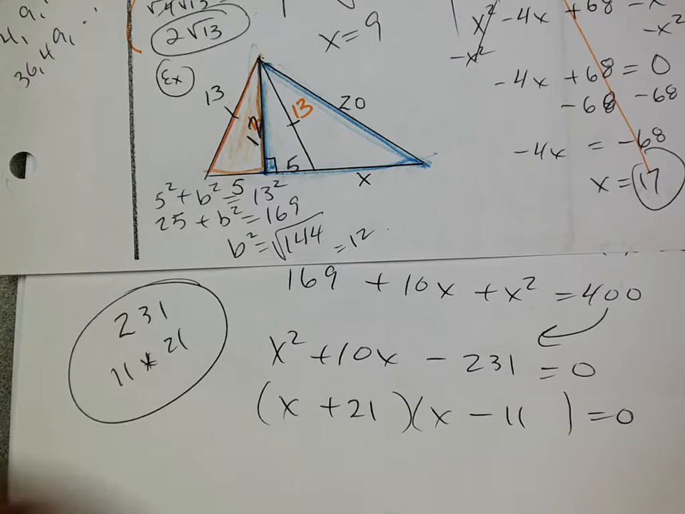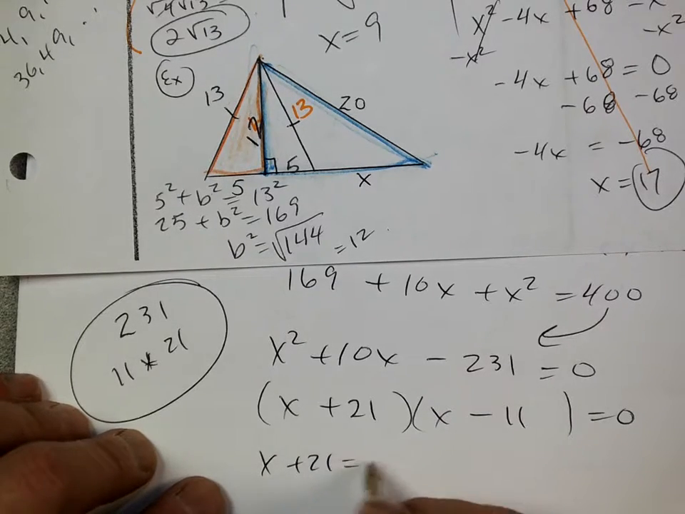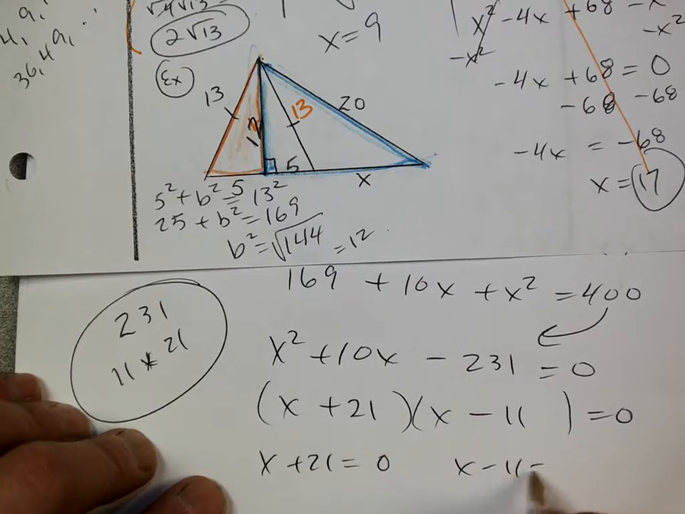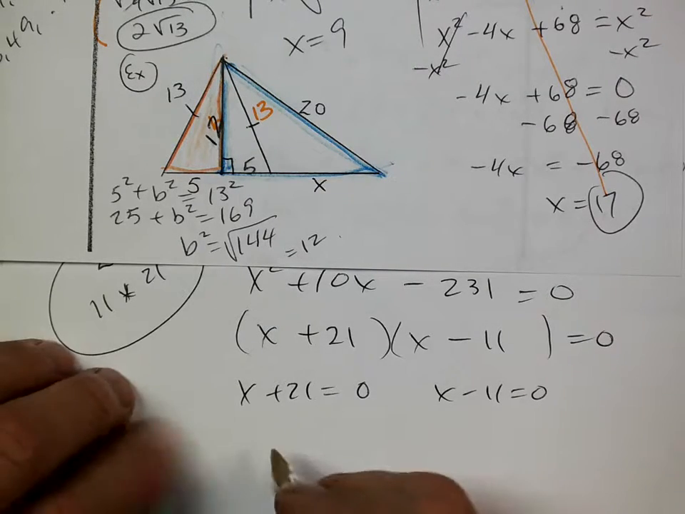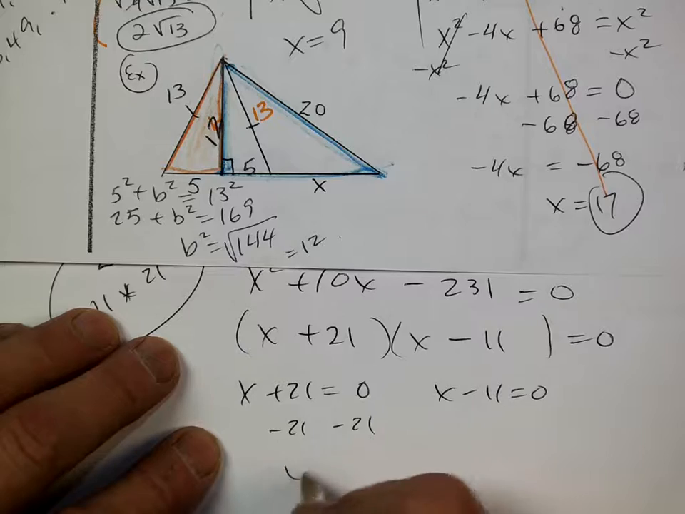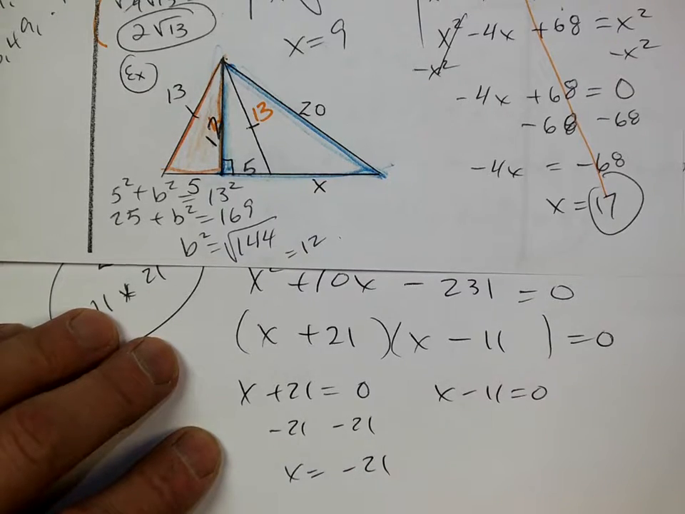I like this one. So x plus 21 equals 0 and x minus 11 equals 0. You guys remember doing this in algebra at all? No. Well, you should have factored in algebra. That's okay. I didn't pay attention. I like your honesty. So one answer is negative 21, and the other answer is 11.